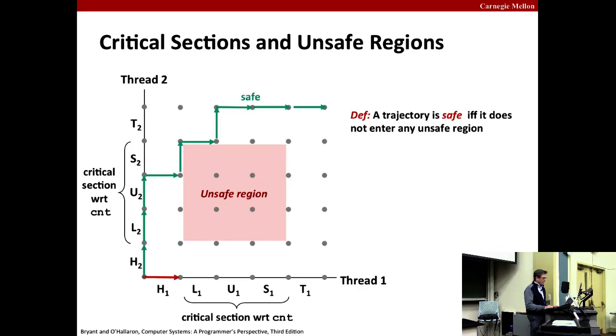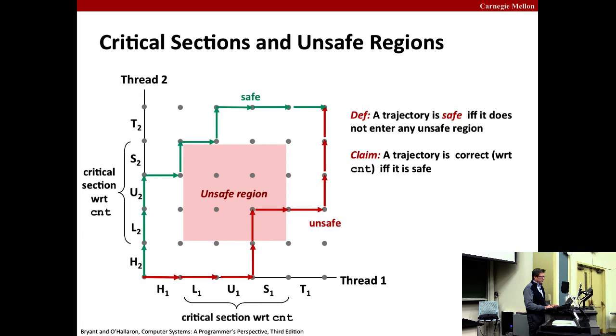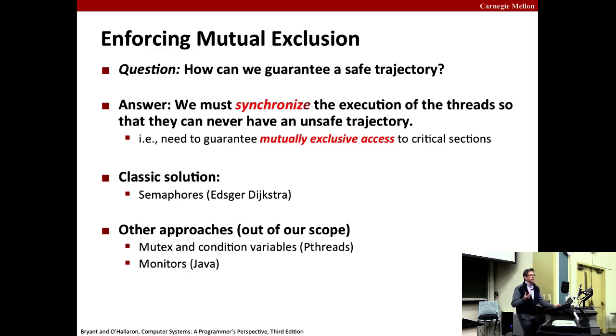However, this trajectory is unsafe because it enters the unsafe region at this point here. Even though it quickly exits, there's an interleaving there that creates a potential for the incorrect answer. So the question is, how do we guarantee a safe trajectory? This is what we call synchronization. Somehow we want to configure the kernel so that it'll never schedule an unsafe trajectory.